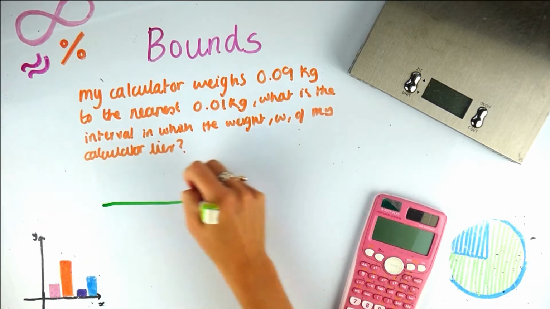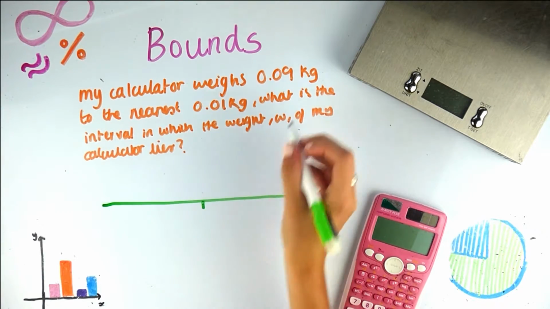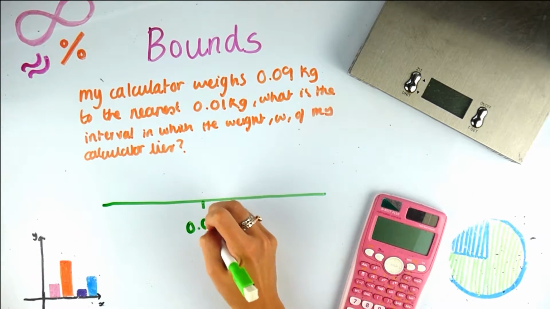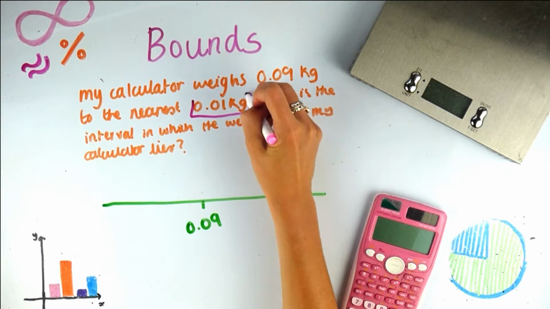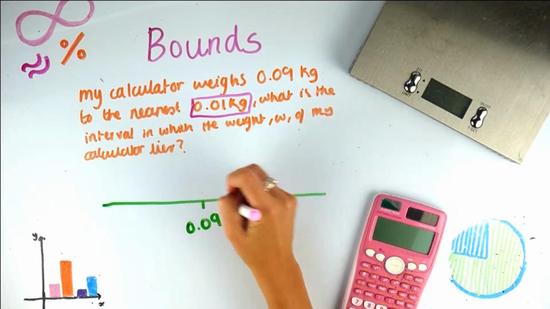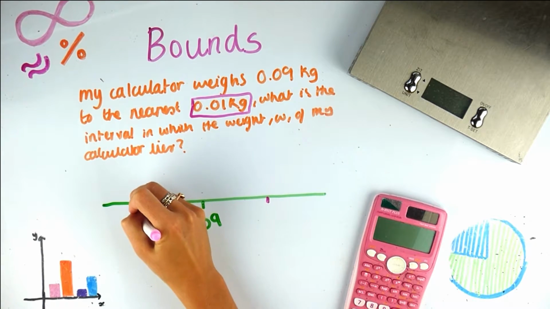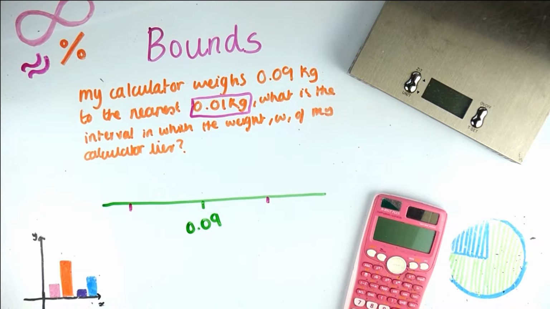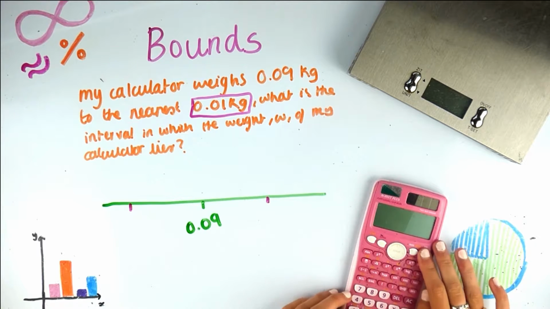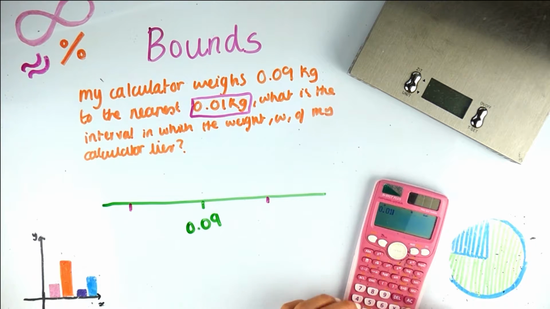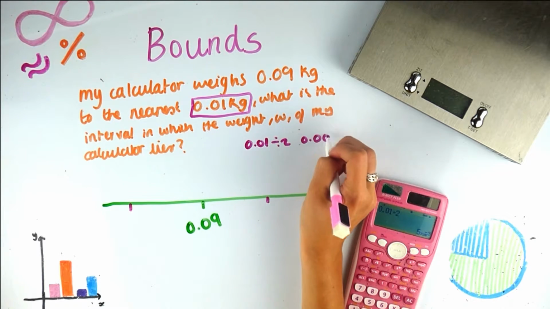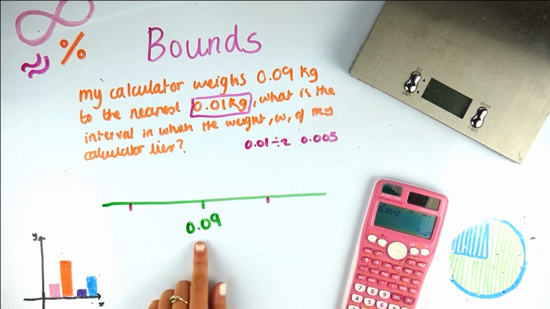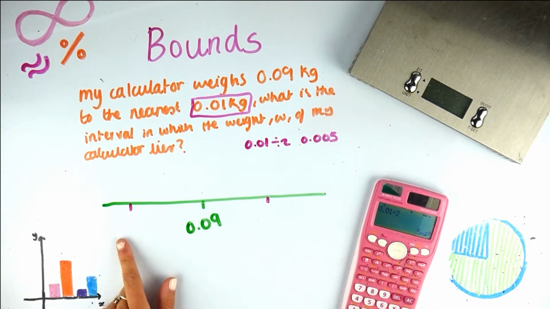So first thing again, make sure you draw out a number line and put the value it gives you in the middle, 0.09. This time our unit is 0.01 of a kg. So we go half a unit this way and half a unit that way. So half of 0.01, you can either do it on your calculator, is 0.005. So we're going to go 0.005 that way and 0.005 that way.